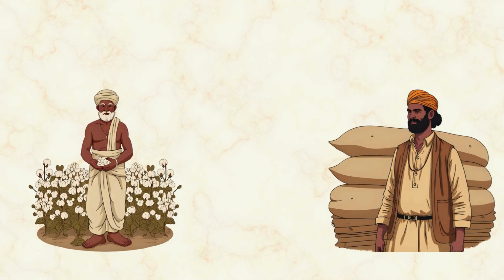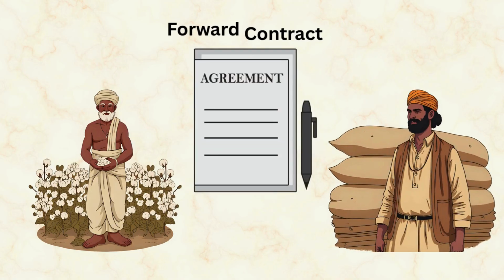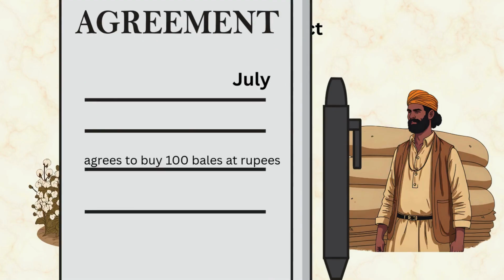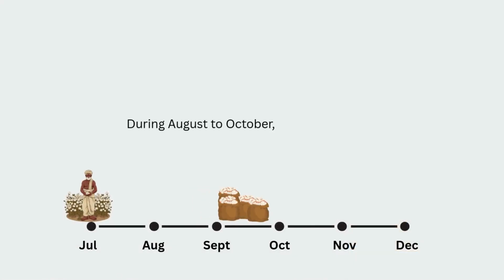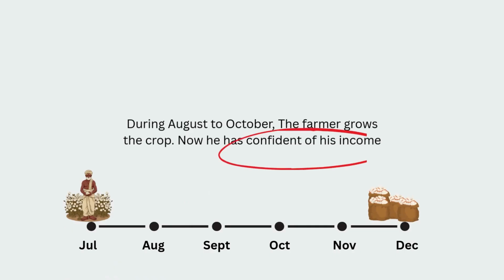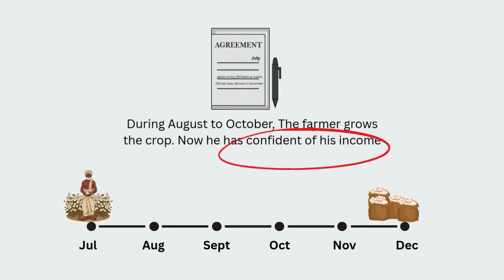So they come up with an agreement, which is called a forward contract. In July, they meet and negotiate. The mill owner agrees to buy 100 bales at rupees 500 per bale, delivery in November. During August to October, the farmer grows the crop. Now he has confidence of his income. In November, cotton is harvested. Whether the market price is rupees 450 or rupees 600 doesn't matter. The deal is already fixed. The transaction happens as per the July contract.